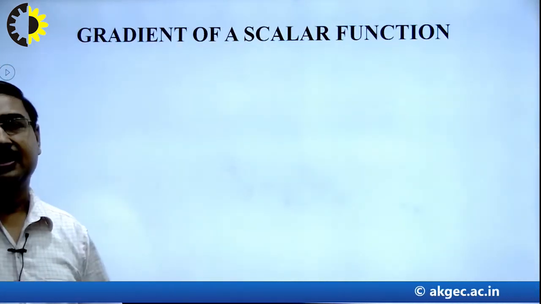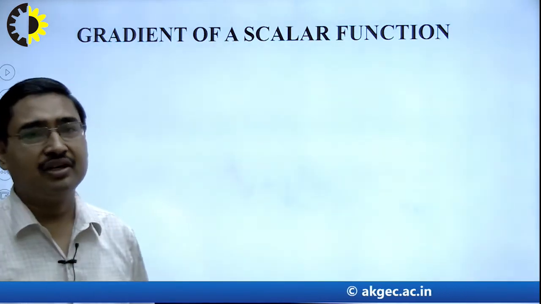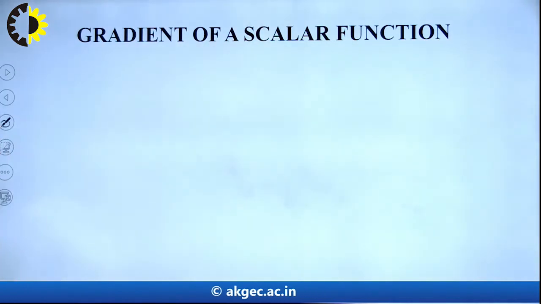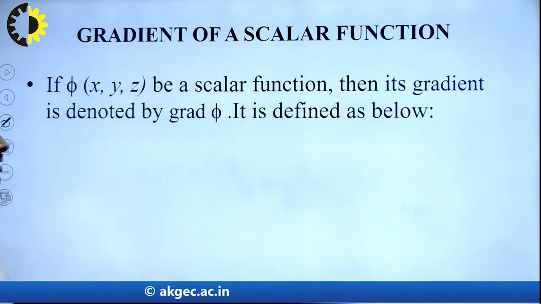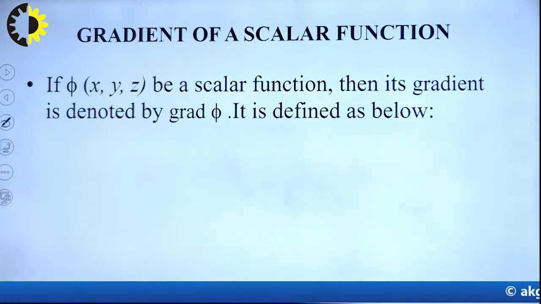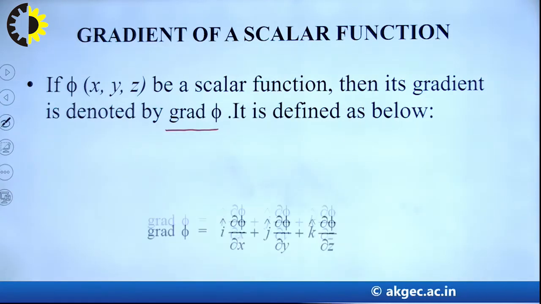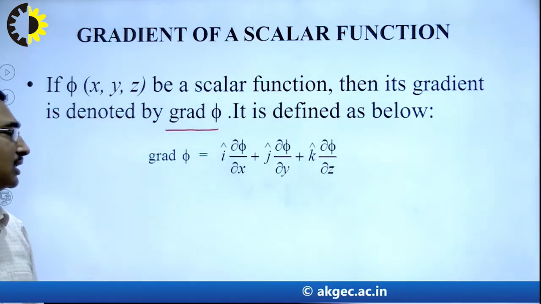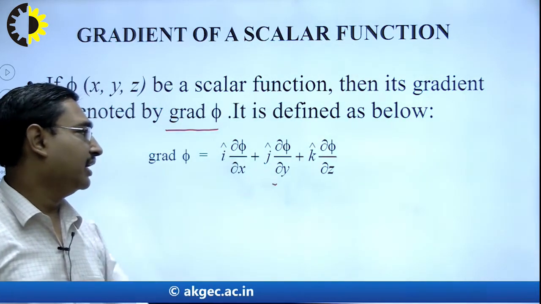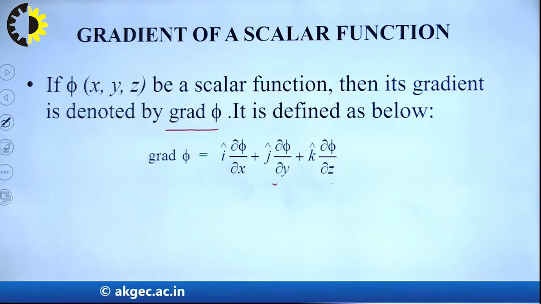Now, we understand what is gradient of a scalar function. This gradient will be used very frequently and is a very useful concept, therefore, we shall understand it in detail. If phi(x, y, z) be a scalar point function, then its gradient is denoted by grad phi. It is defined as below. Grad phi equals i ∂phi/∂x plus j ∂phi/∂y plus k ∂phi/∂z.